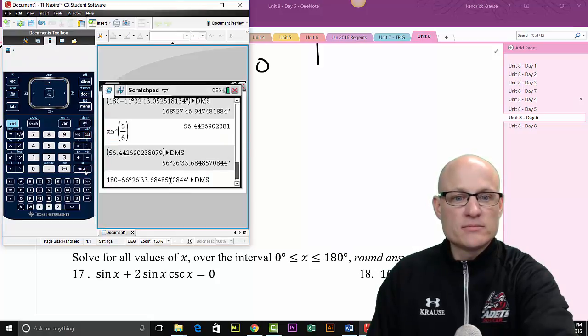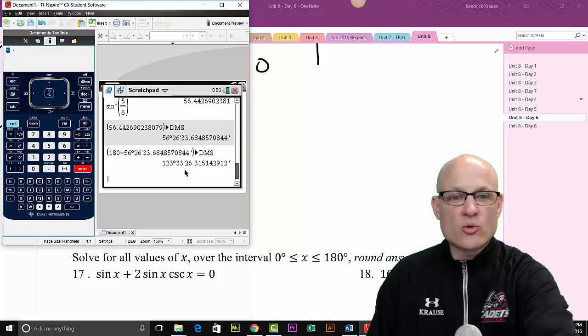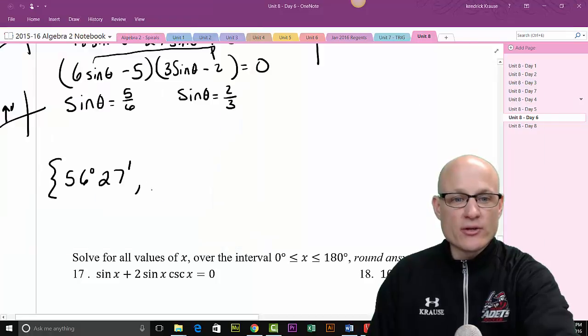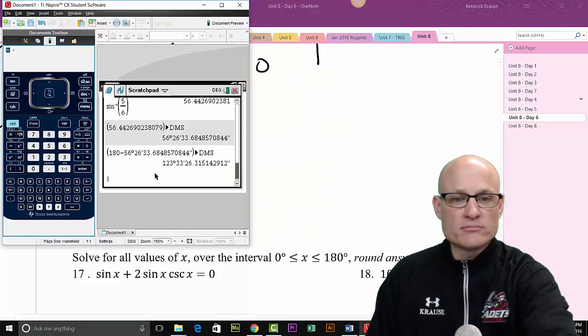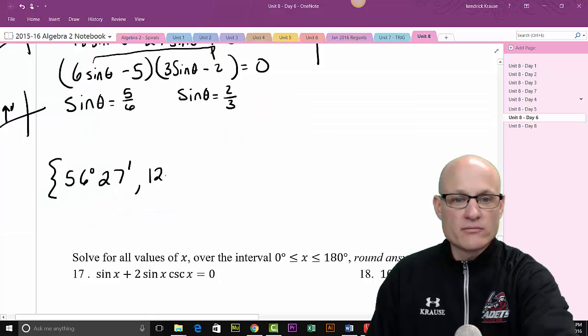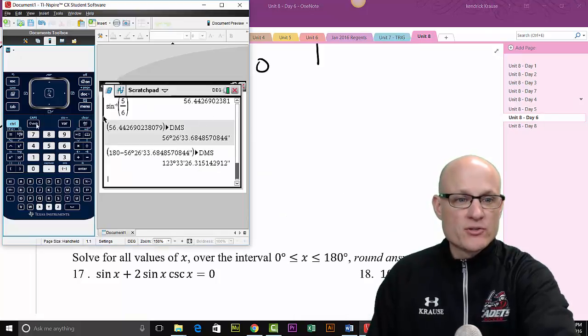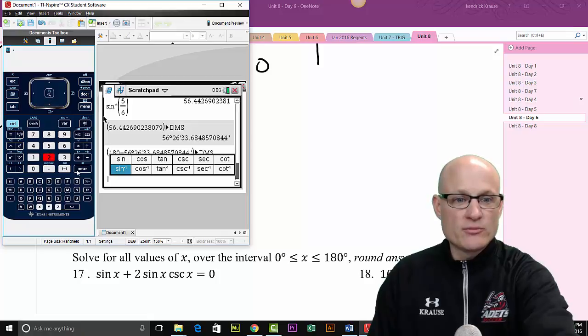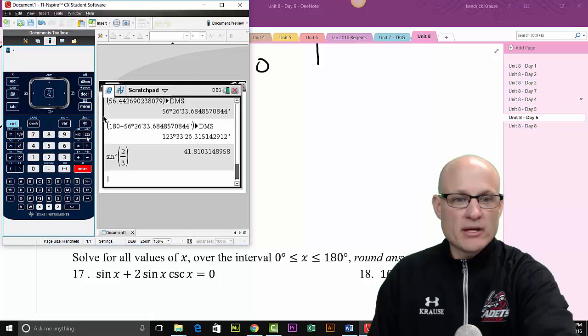And you get 123 degrees, 33 minutes. All right, now we got to do the 2/3. So we'll do inverse trig sine of 2/3. DMS it. That's one of our answers.